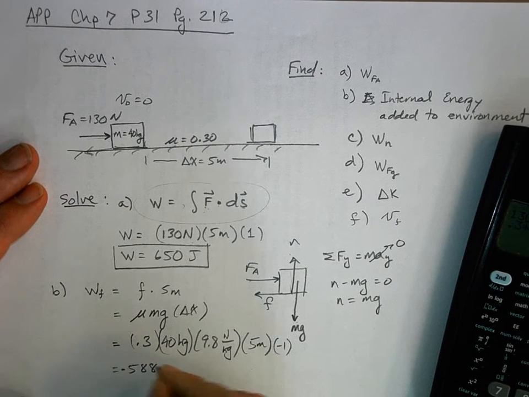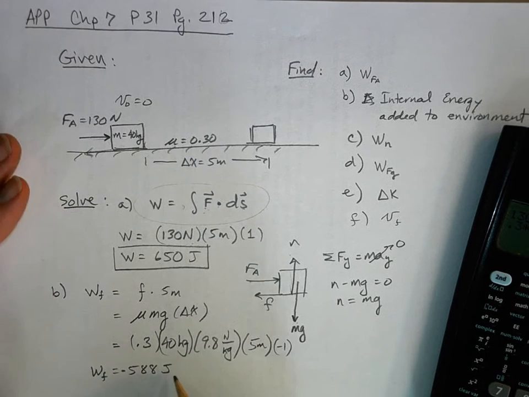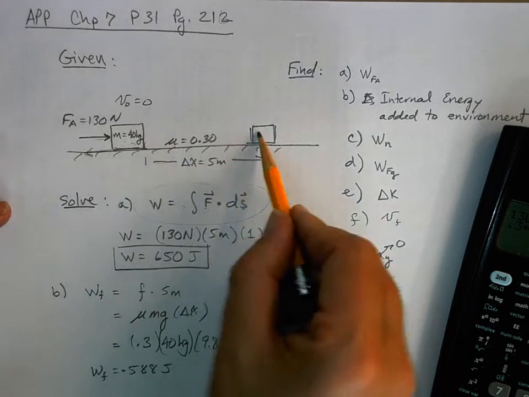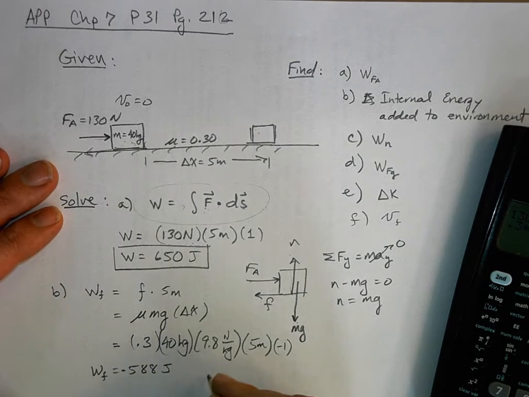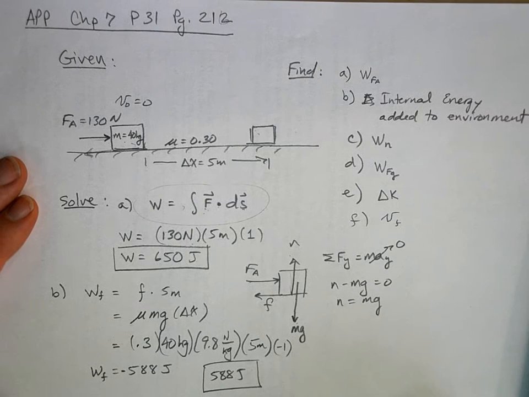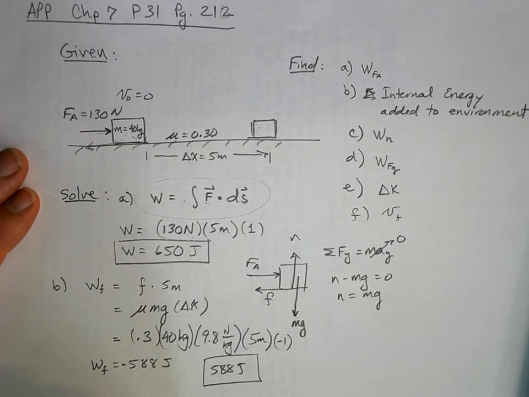Well, negative 588 joules is the work done by friction, but all of this energy, the energy lost by my system, just gets dispersed in the environment. So we can say that we added 588 joules of internal energy into the environment. Hopefully that makes sense.